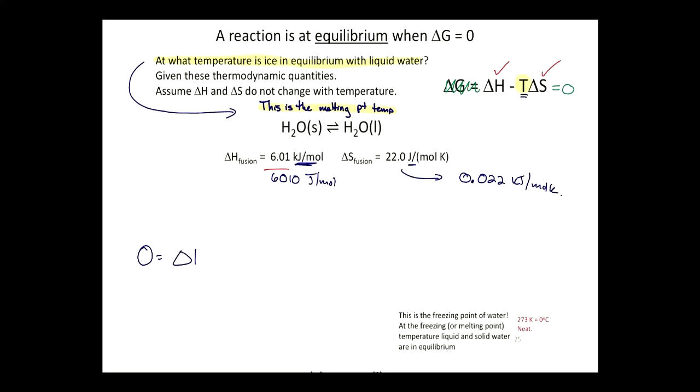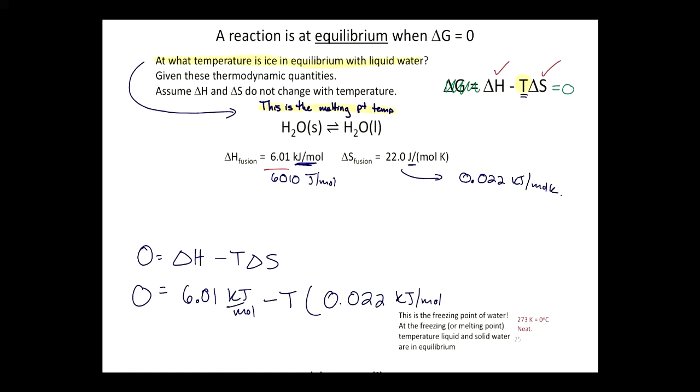So what we get here is delta H minus T delta S, set that equal to 0. So 0 equals 6.01 kilojoule per mole minus temperature times the entropy change, which is 0.022 kilojoule per mole Kelvin. And so solve for that temperature. If you move things around, temperature is equal to the enthalpy change over the entropy change. That's what ends up happening when you set delta G equal to 0. And what you get is the temperature that comes out is 273 Kelvin.